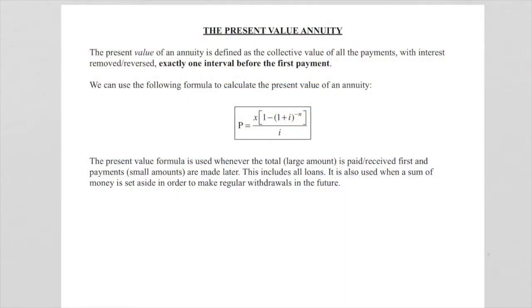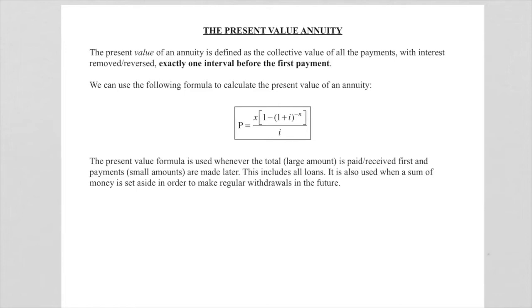Let's now look at the formula that we're going to use to calculate present value annuities. First of all, the present value of an annuity is defined as the collective value of all payments exactly one interval before the first payment. It is important to understand that in present value, we can't make our payment immediately like we did in future value. In present value, we must have that little gap, that is the one interval before the first payment. That interval depends on how interest is calculated or how the payments are made, which in a loan is normally monthly.